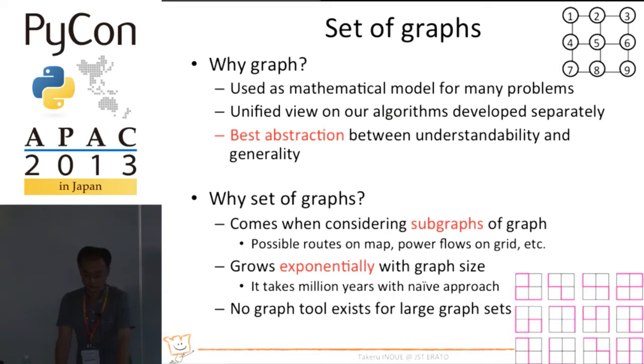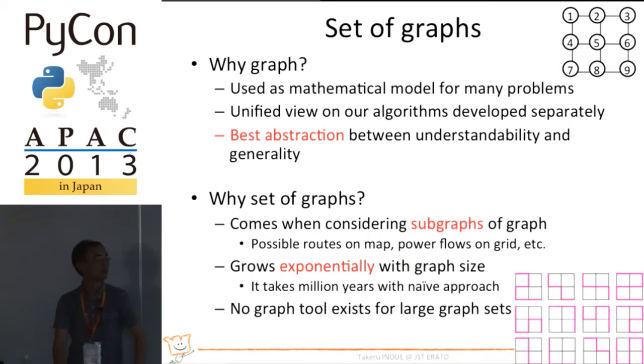Of course, we already have many graph tools. There are many graph tools in the world. Why did we need to develop another graph tool? Because the existing graph tools are designed to handle just a single graph at a time. But we actually have to care a set of many graphs to solve complicated real problems.